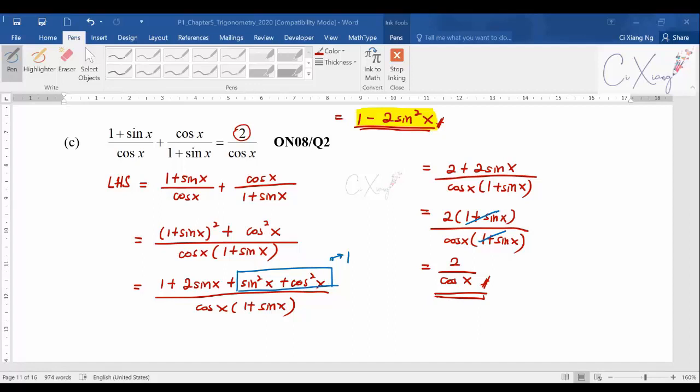Okay, so this is what I want to cover for this video. Next video we are going to discuss how to use all these identities to solve the quadratic, or not quadratic, sorry, how to solve the trigo equations. I will discuss all this in the next video.